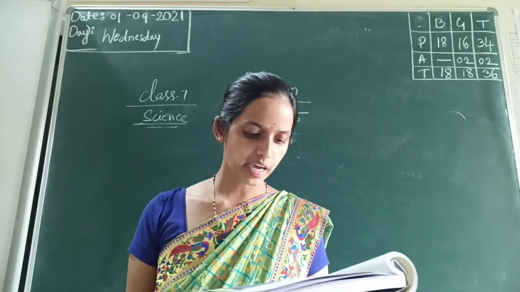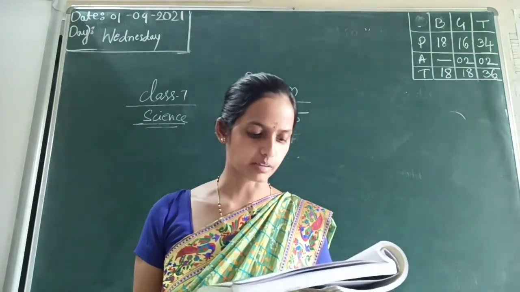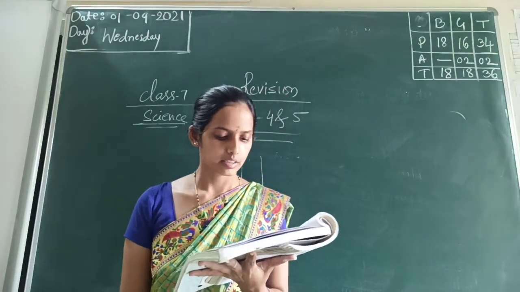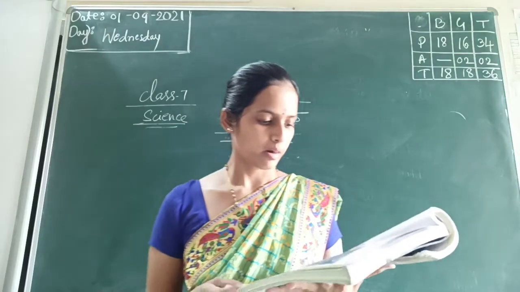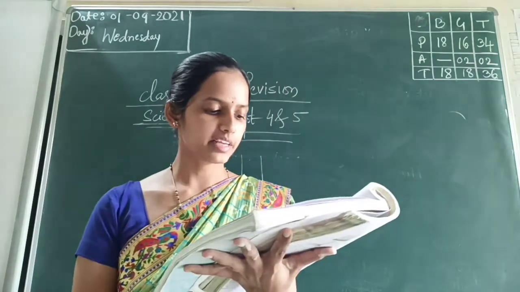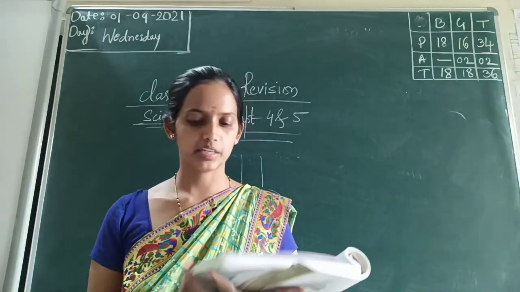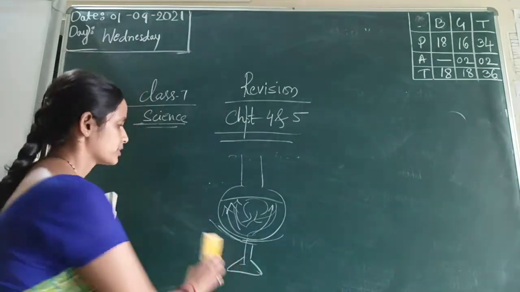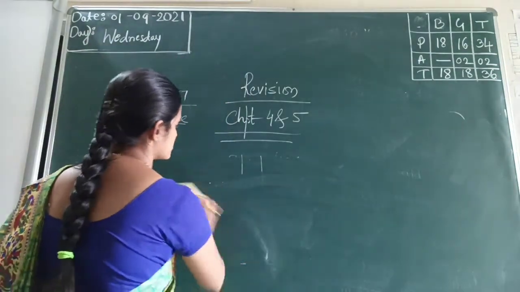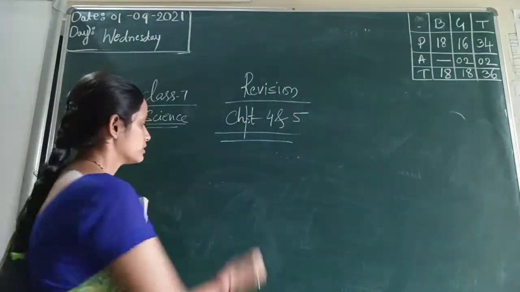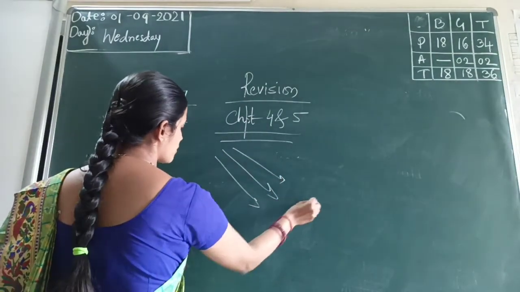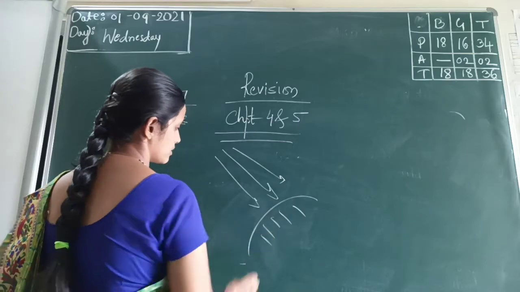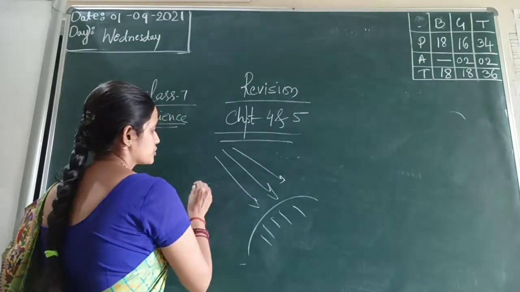So one more term they have given, that is radiation. The heat from the sun comes to us by another process called radiation. The transfer of heat by radiation does not require any medium. Okay, so radiation means direct rays, okay, so these rays are falling on the earth.